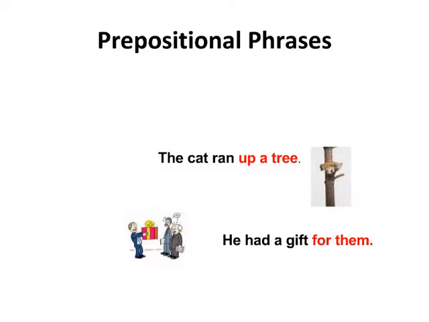Prepositions connect the noun or pronoun following them in the prepositional phrase logically to the rest of the sentence. Without up, the sentence would read, "The cat ran a tree," and would make no sense. In the second example, them would not make sense without for. Here is a list of common prepositions.